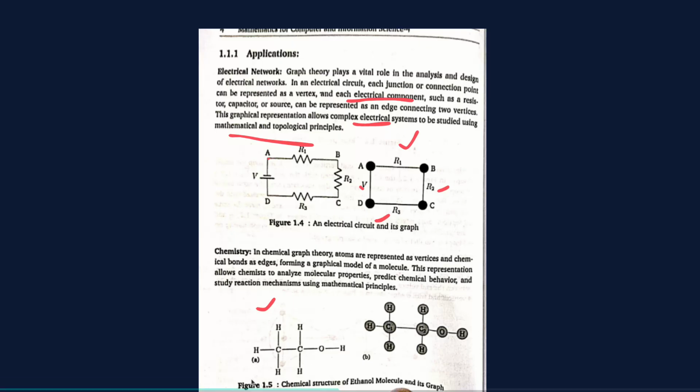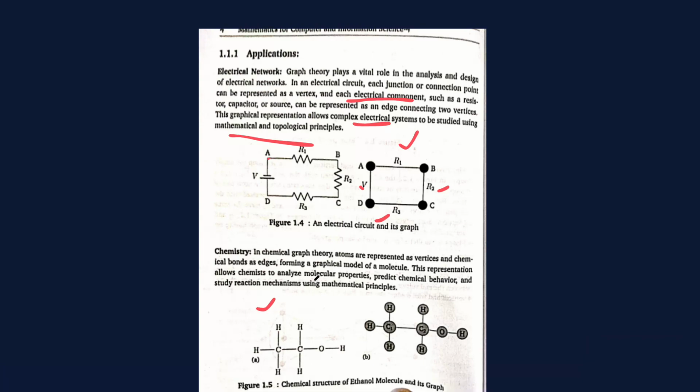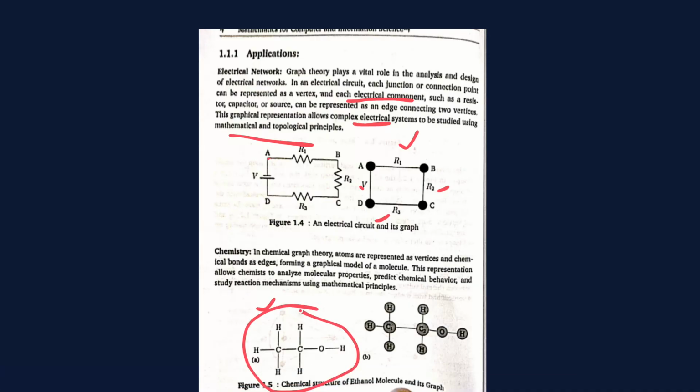Atoms are considered to be the vertices here, and the bonds between them can be considered as edges. This representation allows chemists to analyze molecular properties, helps to predict their chemical behavior, and study their reaction mechanisms. Because of these kinds of diagrams, we are able to study chemistry and the different reaction mechanisms we have learned in chemistry. All these are possible because we are able to represent them.